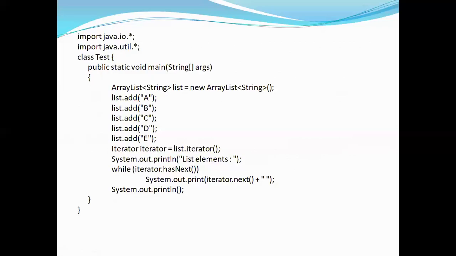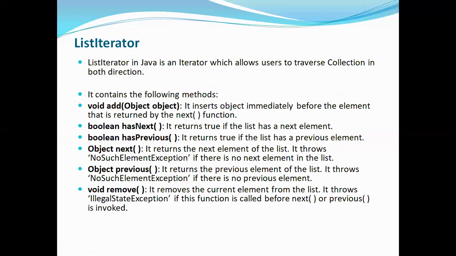So this is clear, I think. Now this is iterator. Now let's see the next one. Third one is list iterator. Now let's see what is list iterator. So list iterator is an iterator which allows the user to traverse the collection in both the directions.